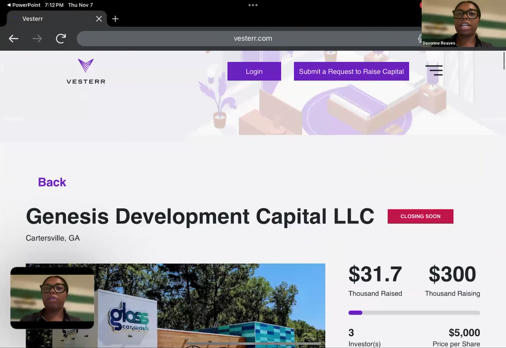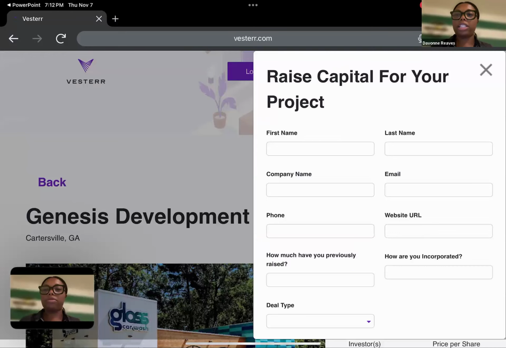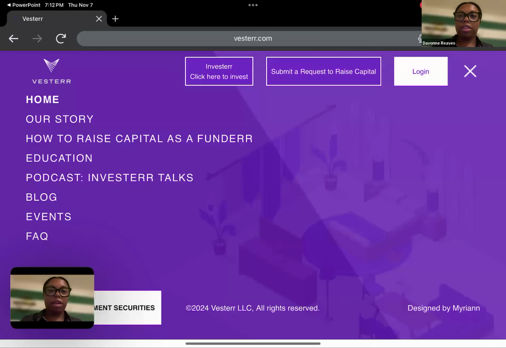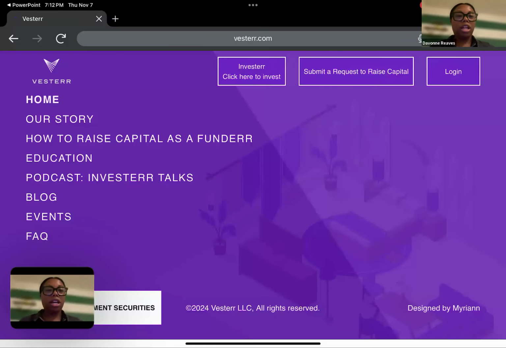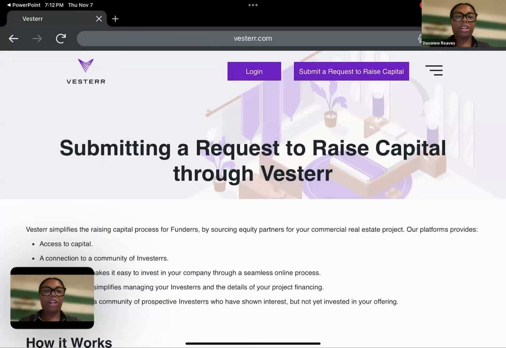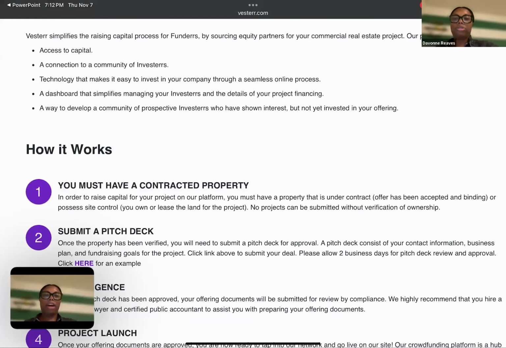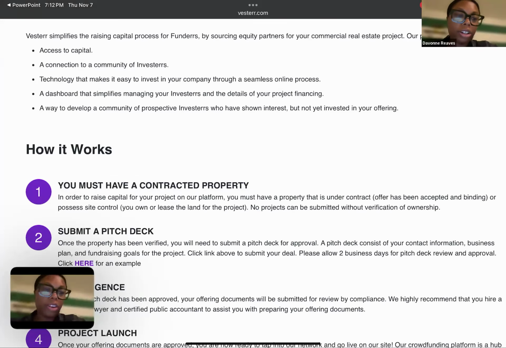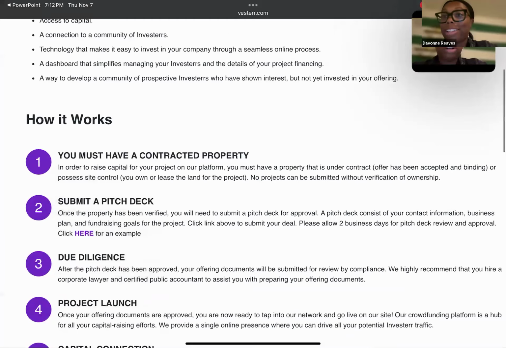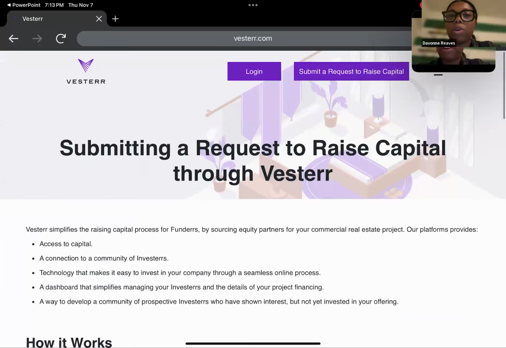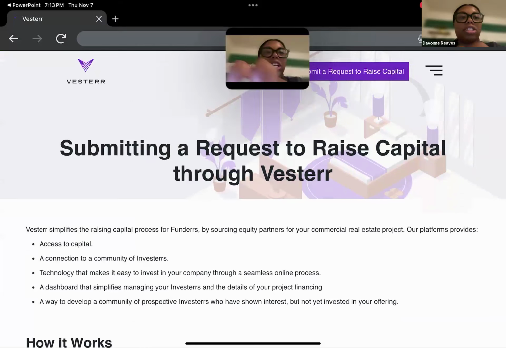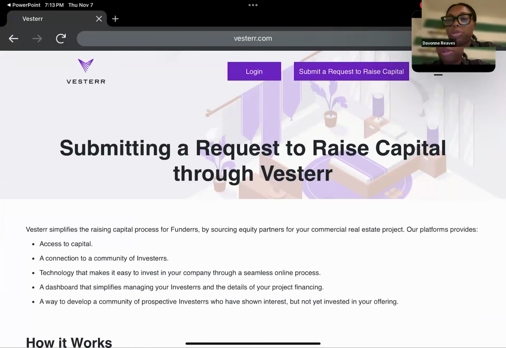Now, if you want to raise capital, you just submit a request to raise capital. And then you can also, oh, I was moving too fast. Click over to how to raise capital as a funder. It walks you through how to raise capital as a funder. And then we'll connect and see if you're a good fit for Vestor. So that is Vestor in a nutshell when it comes to crowdfunding, whether you want to invest or raise capital.